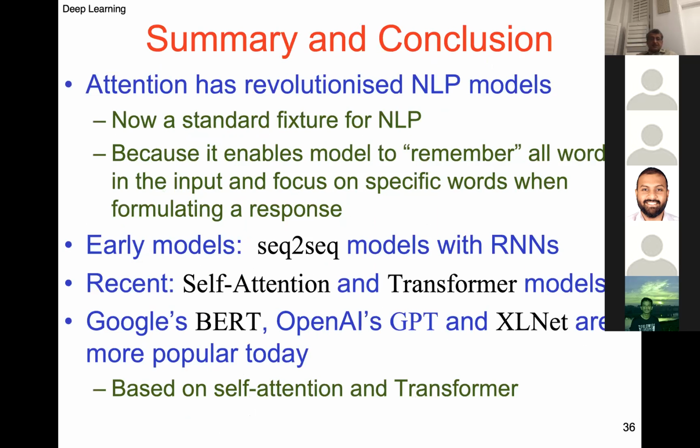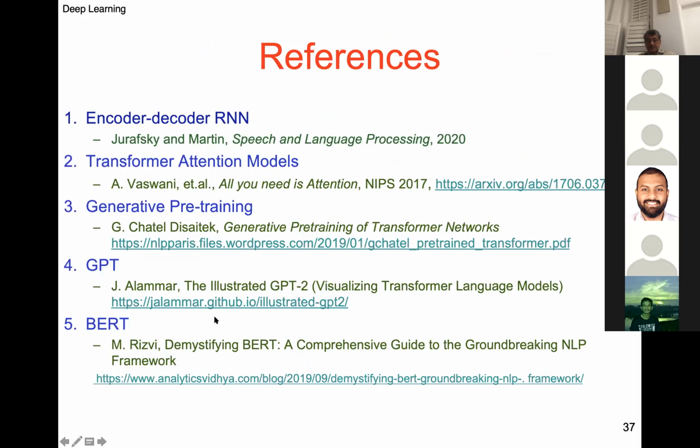All right, summary and conclusion. Attention has revolutionized NLP models and is now a standard fixture for NLP, because it enables a model to remember all words in the input and focus on specific words when formulating a response. Early models were sequence-to-sequence models with RNNs. We're talking about this whole discussion on NLP. The recent models are self-attention and transformer models. Google's BERT, OpenAI's GPT, and XLNet are more popular today, based on self-attention and the transformer.